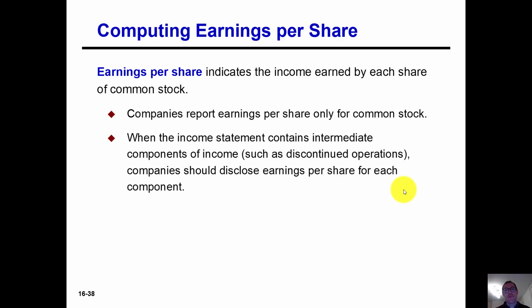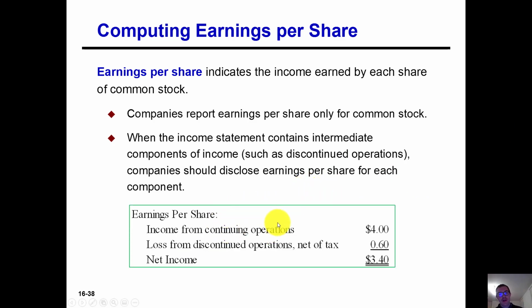Hi, in this video we'll talk about earnings per share with a simple capital structure. So earnings per share is like the income the company earned per share of common stock. If you have intermediate steps on your income statement, such as earnings from continuing operations or operating income, discontinued operations, earnings before restructuring charge or something, whatever the case, you've got to report earnings per share for each of those components, okay?